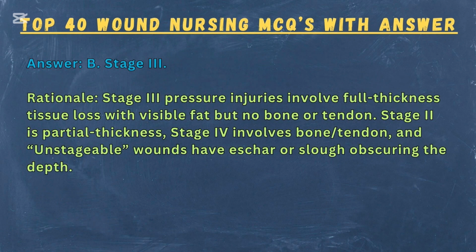Answer. B. Stage 3. Rationale: Stage 3 pressure injuries involve full-thickness tissue loss with visible fat, but no bone or tendon. Stage 2 is partial thickness. Stage 4 involves bone or tendon. And unstageable wounds have eschar or slough obscuring the depth.